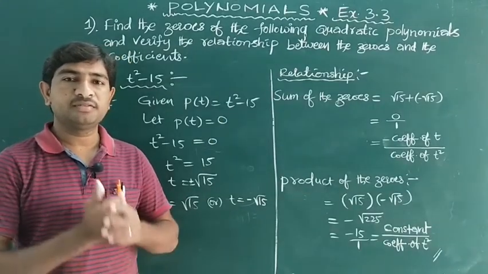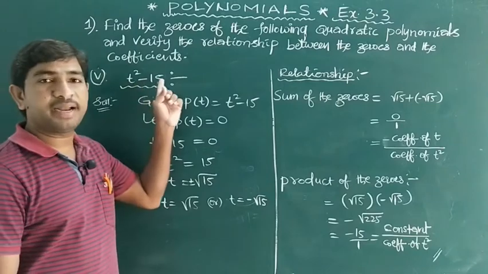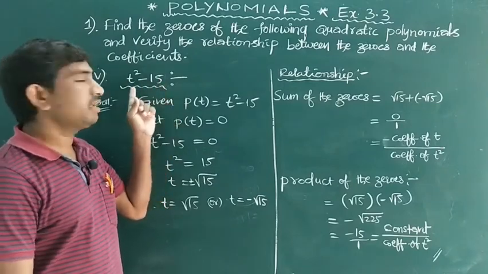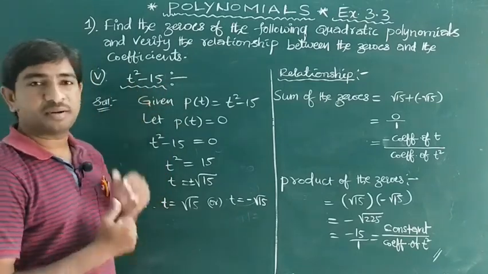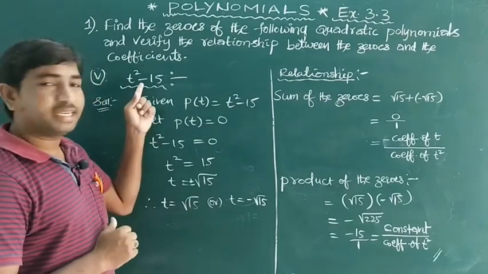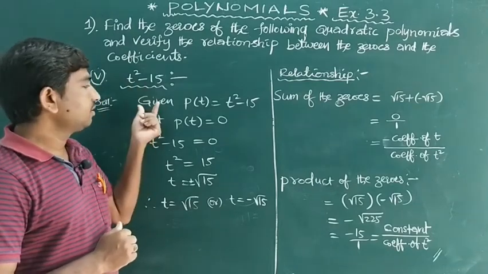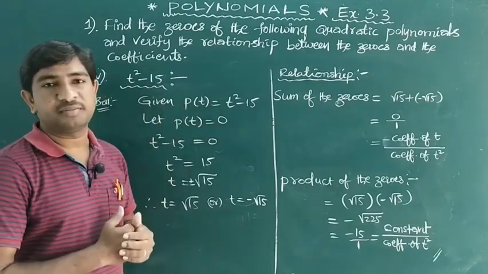Okay. Now the fifth question: t square minus 15. If you observe the question, the t term is not there, so you can consider the t term to be 0 here. Given p of t is equal to t square minus 15.